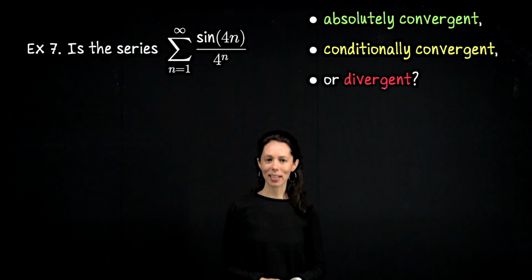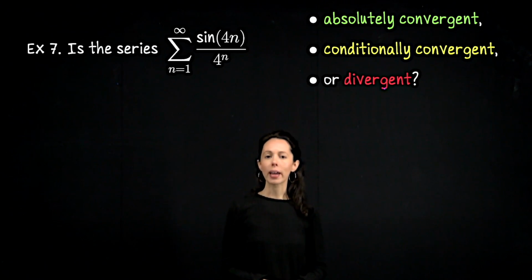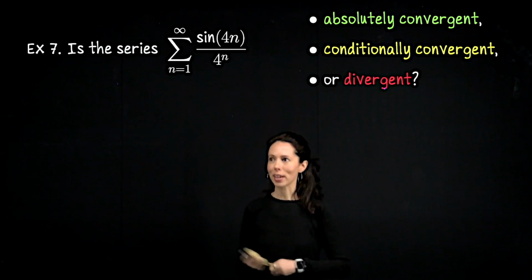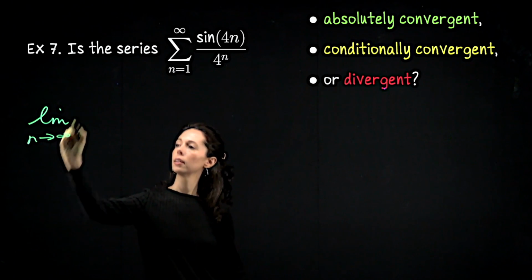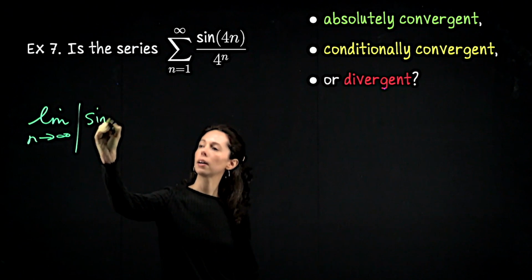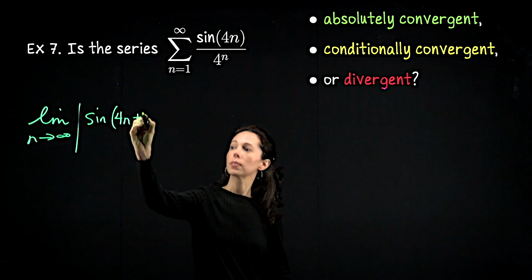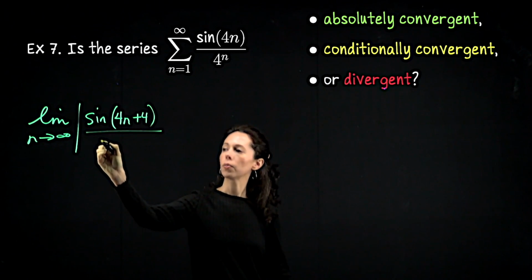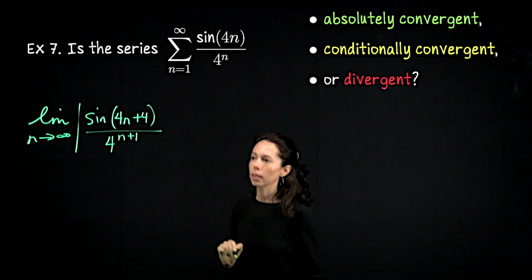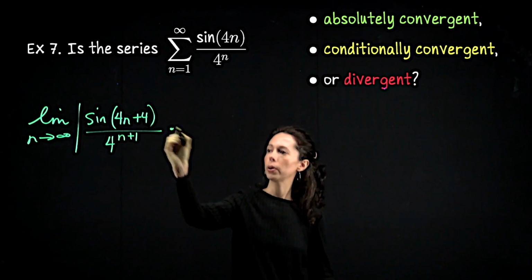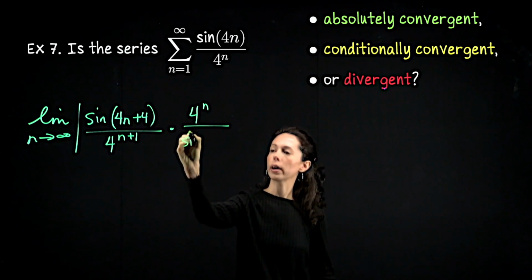For our next to last example, we are looking at terms of the form sine of 4n divided by 4 to the n. So let's try the ratio test. This will be the limit as n goes to infinity of sine of 4 times n plus 1. So I'll go ahead and write 4n plus 4 all over 4 to the n plus 1. Okay, then multiplied by the reciprocal of the a sub n term, we get 4 to the n divided by sine of 4n.